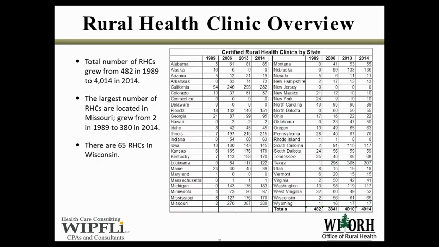In terms of the total number of rural health clinics, if you look at this chart, there were less than 500 RHCs in 1989. That has changed dramatically, as we had indicated. There are currently over 4,000 rural health clinics. And the breakdown by state shows that the state with the largest number of rural health clinics, the state of Missouri, grew from just 2 rural health clinics in '89 to 380 rural health clinics in 2014. Currently in the state of Wisconsin, we also had 2 RHCs in 1989. The current numbers are at 65 certified rural health clinics in the state of Wisconsin.